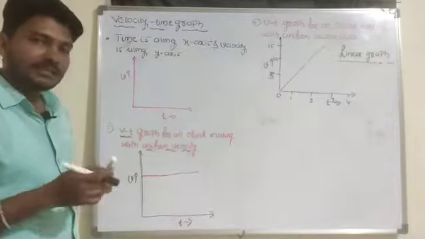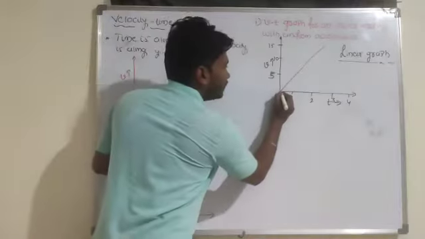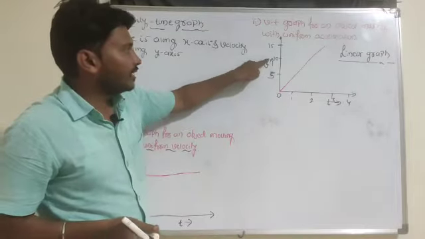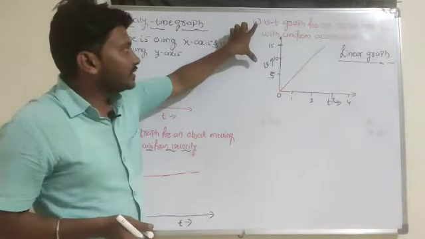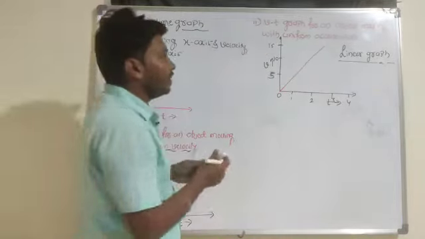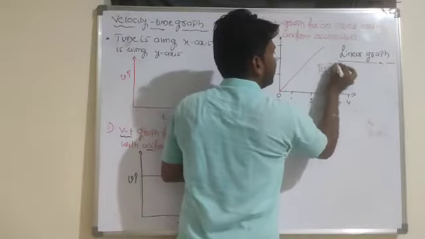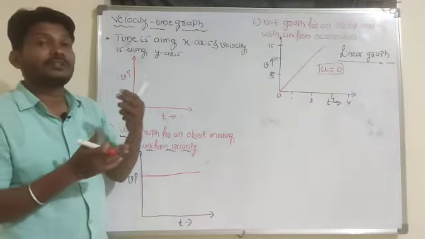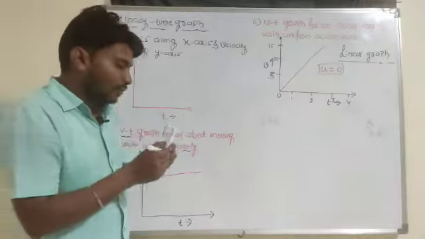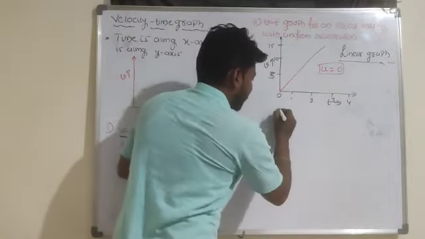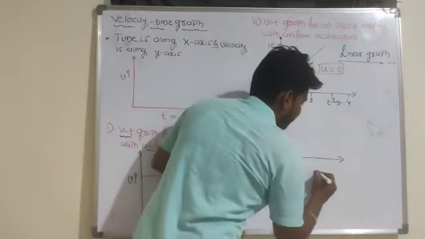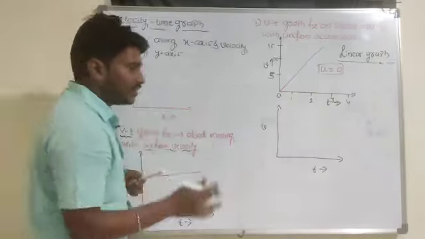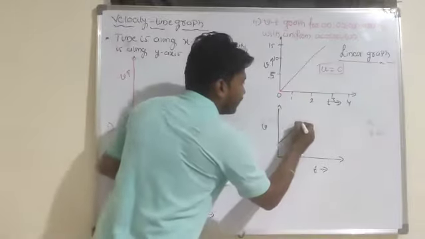Next we will consider that the initial velocity is 0. What is the initial velocity? Starting from 0, then 5, 10, 15 meters per second. This is the nature of the graph for uniform acceleration if the initial velocity is 0. Suppose the initial velocity of the object is not 0. If the initial velocity of the object is not 0, what will be the nature of the graph? Look here, if the initial velocity is not 0, this is time and velocity. If the initial velocity is not 0, the graph intercepts the y-axis.